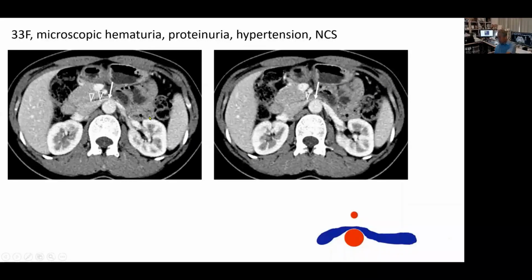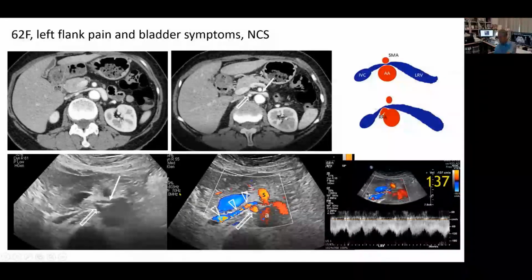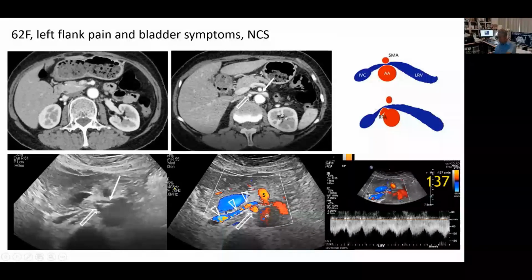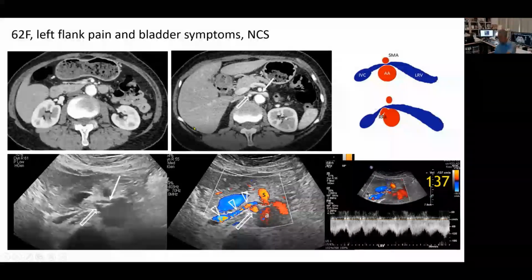This is a young woman with hematuria, proteinuria, and hypertension. CT shows this pattern of left renal vein stretched over the abdominal aorta and jetting of contrast-opacified flow along the anterior margin of the left renal vein and inferior vena cava. A 62-year-old woman with left flank pain and bladder symptoms.